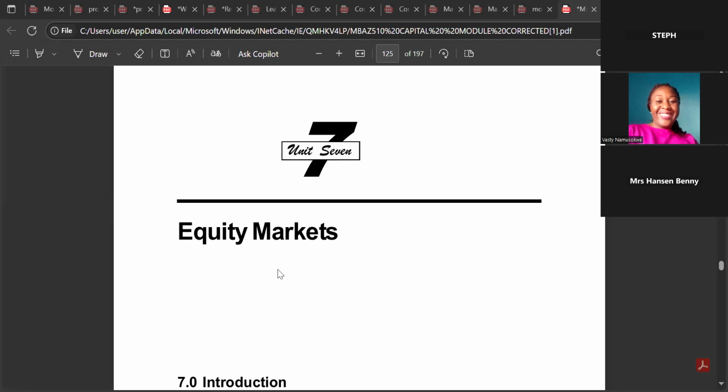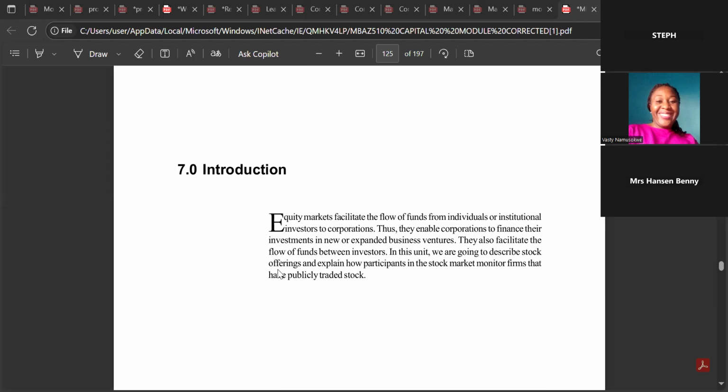For this session, we're looking at equity markets. Equity markets are our session focus today. Let's get straight into it.